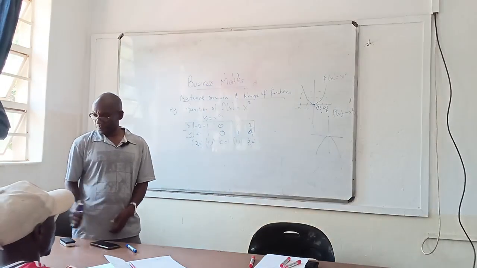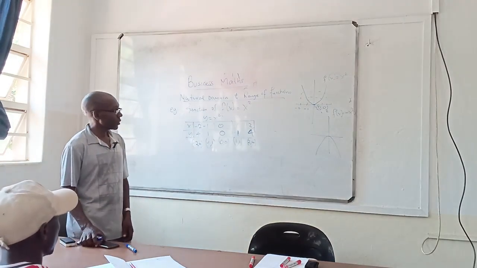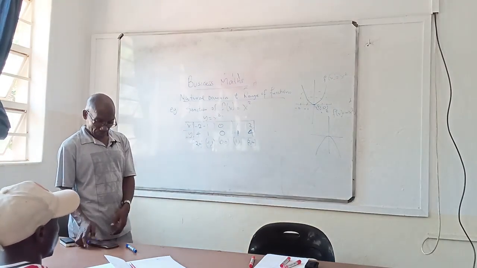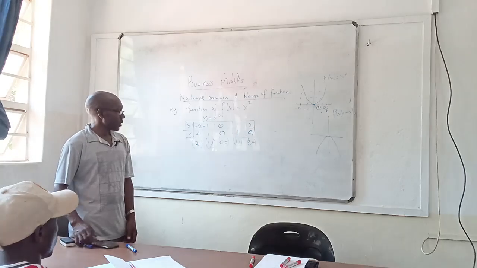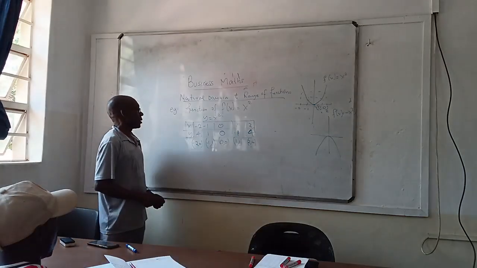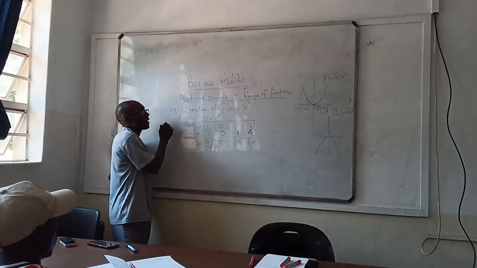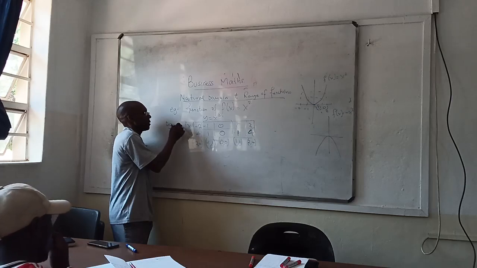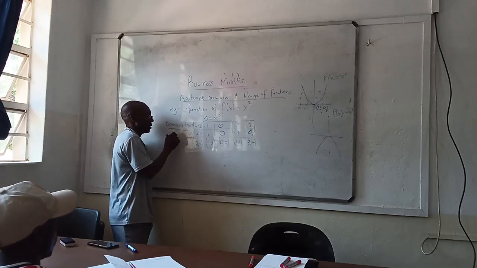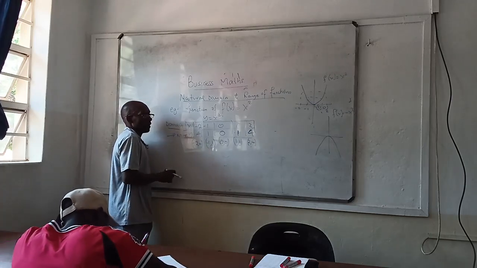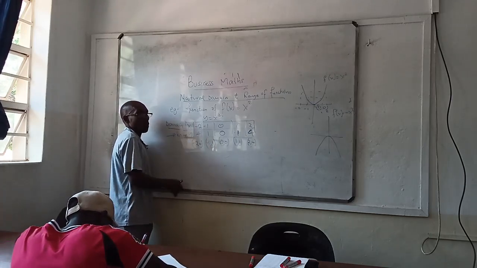Clear? Yes. That's why I actually thought about that. Now, what is it? This is our domain. And this is our range. In other words, negative 2 is mapping to 4.